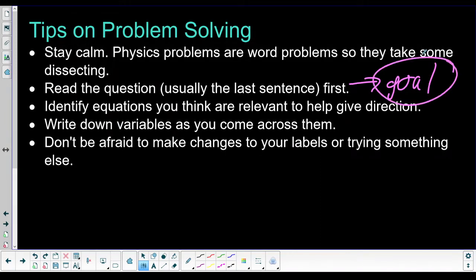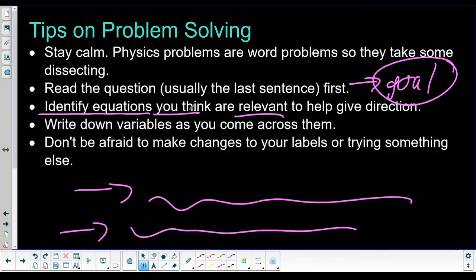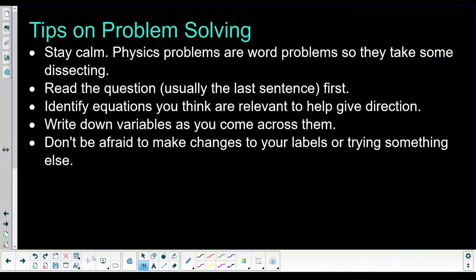Next, once you have this goal in mind, you want to identify some equations that you think are relevant. You're not going to nail that every single time. It says find this thing, the formula for that thing is this and this, and you're going to pick this one when you need that one. This also takes practice. But once you have a goal in mind, it's a good thing to go look for some equations that involve that goal. If you're looking for average velocity, you should probably look at an average velocity equation, right?